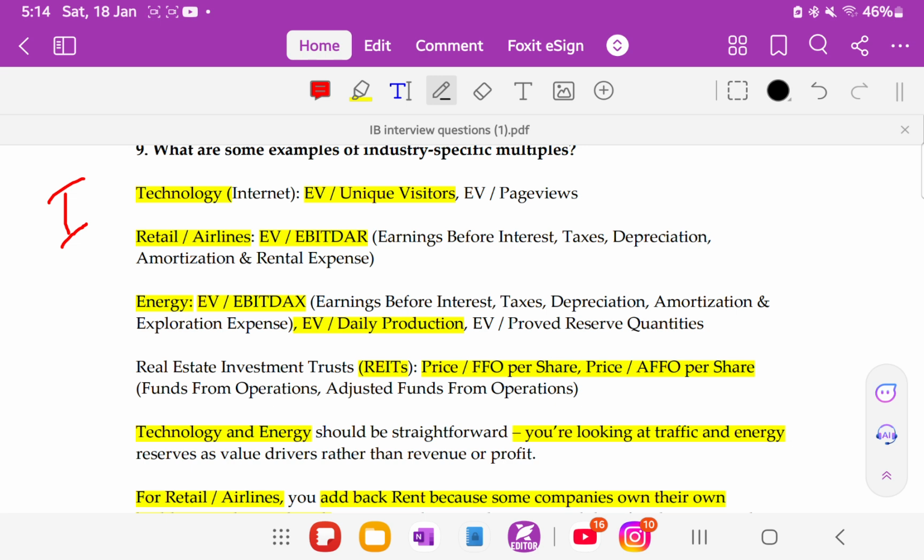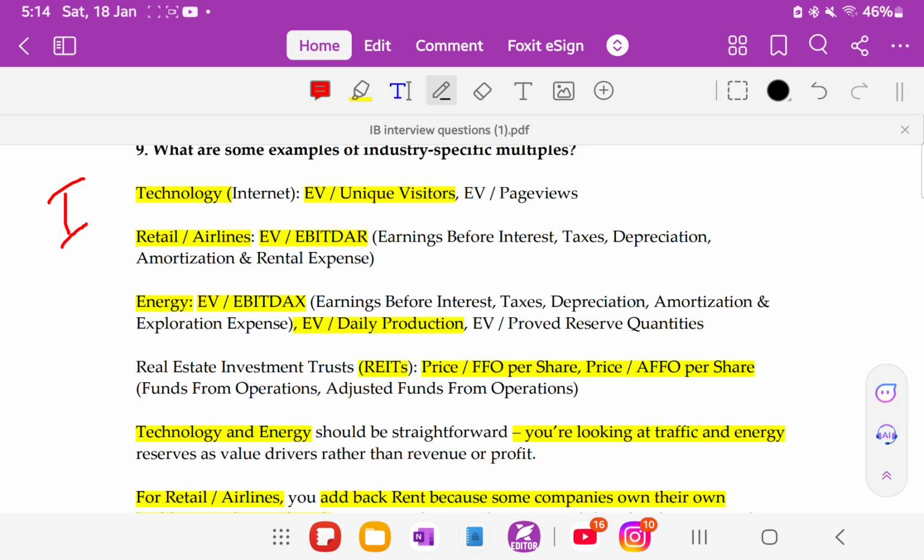Then we have energy, EV by EBITDAX, which is earnings before interest, tax, depreciation, amortization, and exploration expenses. And then we have EV by daily production and EV by crude reserve quantity. Then we have the real estate investment trust, the REIT: price by FFO per share and price by AFFO per share, which are funds from operations and adjusted funds from operations. That depends on the real estate investment trust.